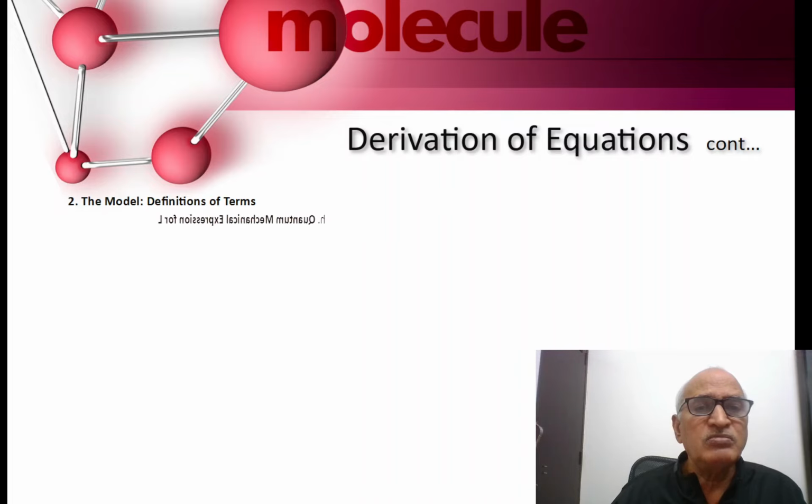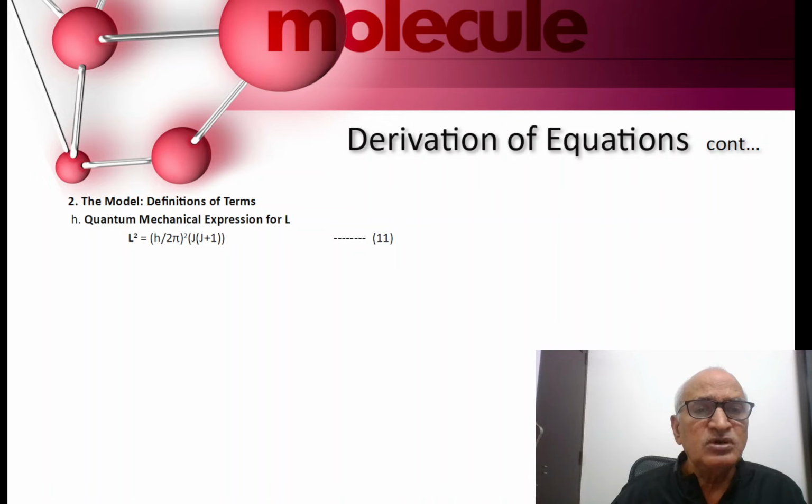Then in quantum mechanics, L is defined by the expression given here, L square equal to h upon 2 pi whole square multiplied by J into J plus 1. J I have explained earlier, J is rotational quantum number having integral values. H is Planck constant, pi is constant. So the square of angular momentum L is given by this expression.